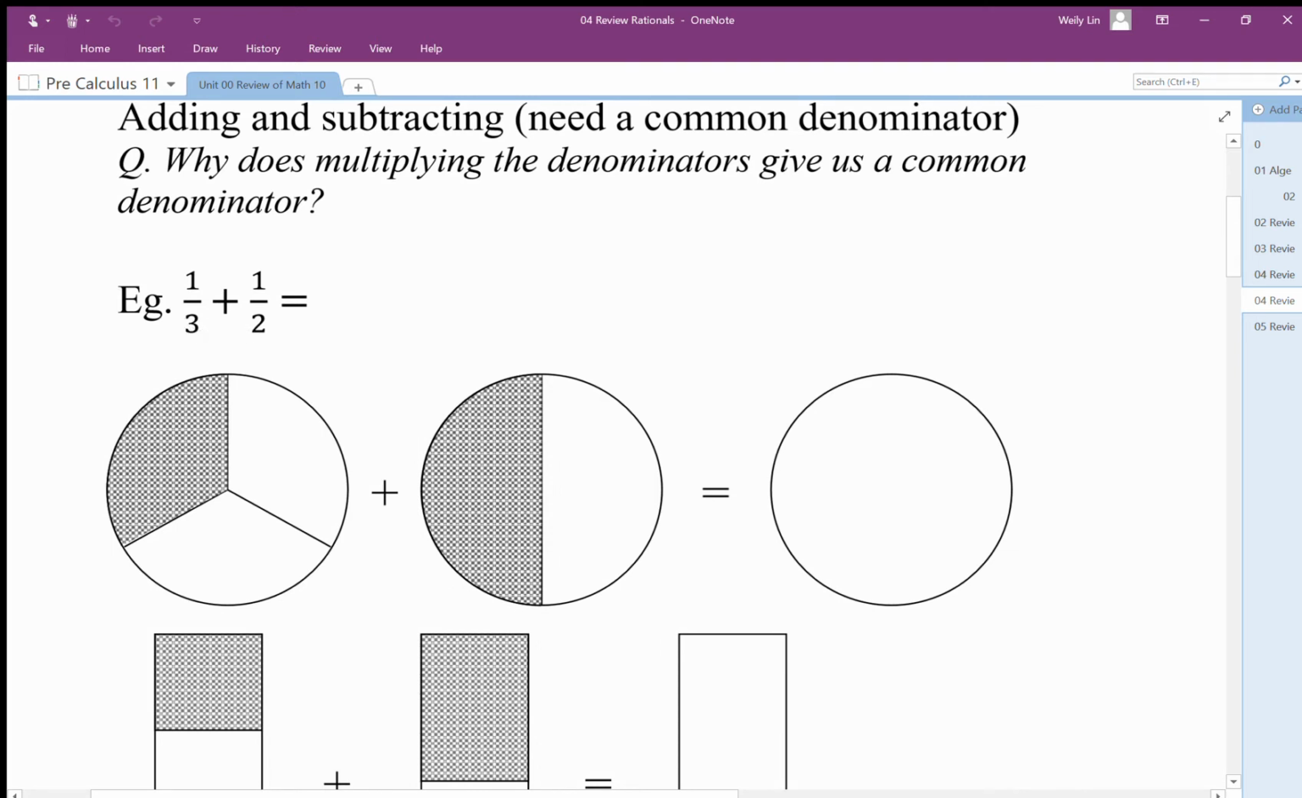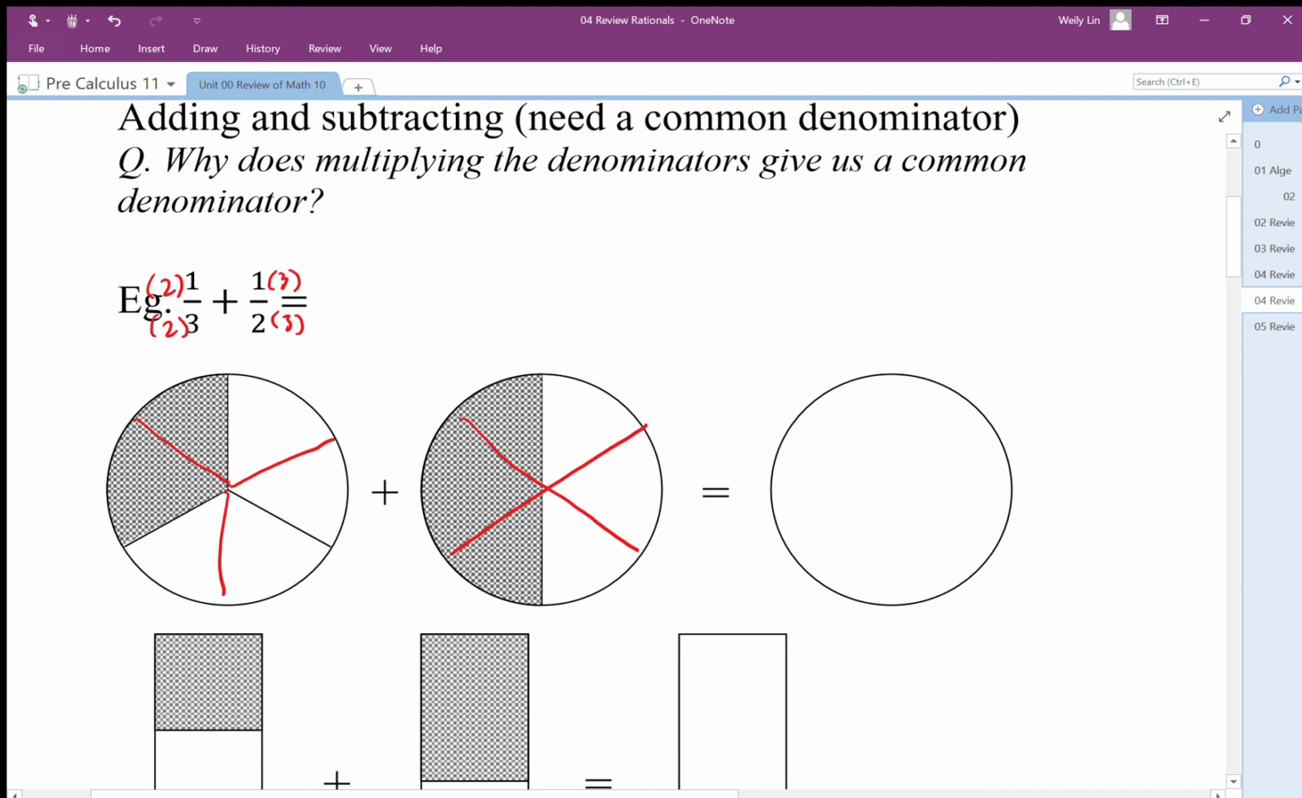So if I want to have thirds here and halves here, if I want to make them the same size piece, I need to group this into groups of 2. And I need to group this into groups of 3. So essentially, I'm going to multiply this by 2's, and I'm going to multiply this by 3's. Okay, so those common groupings allow us to get common denominators.